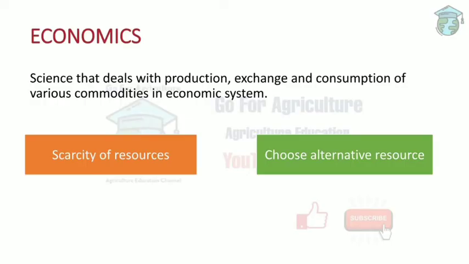So what is economics? Economics is a science that deals with production, exchange, and consumption of various commodities in an economic system. We can say it shows how scarce resources can be used to increase wealth and human welfare. It says that scarcity of resources makes us choose an alternative resource.